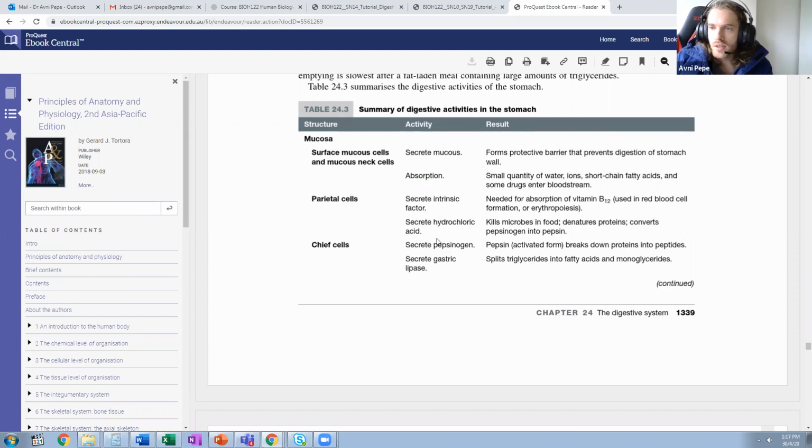Chief cells secrete the pepsinogen, and as we mentioned, they'll become pepsin and break down proteins into the smaller peptides. The chief cells will also secrete gastric lipase, which will split the triglycerides into the fatty acids and also monoglycerides.